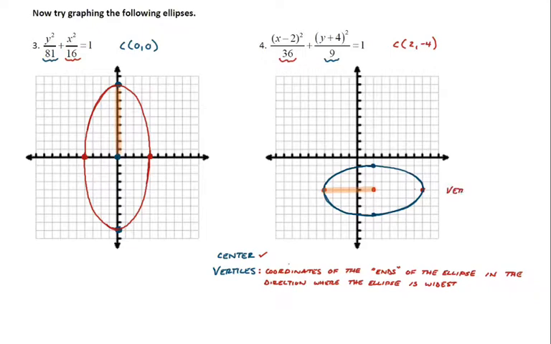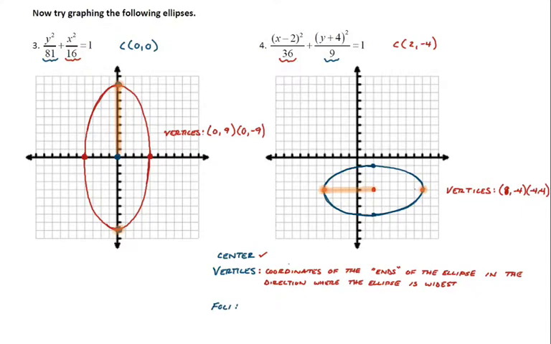So for number 4, if I wanted to identify the vertices, it'd be the coordinates at the edges here horizontally, so it should be 6, -4, sorry, not 6, -4, should be 8, -4, and the other vertex would be -4, -4. And then if you look at number 3, in terms of identifying the vertices, there would be the coordinates of the endpoints at the top and bottom of the ellipse, which in this case would be 0, 9, and 0, -9.